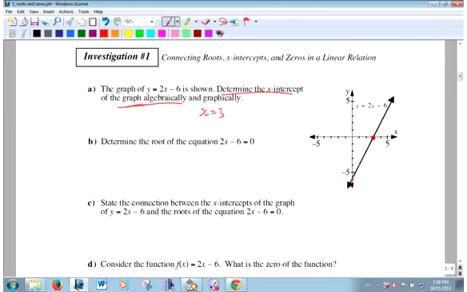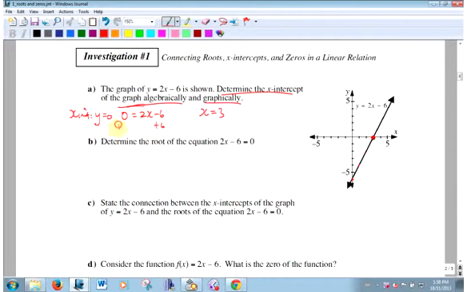What happens at the x-intercept again? What's the value of y? 0. Have we seen that term already? Okay. Graphically, I know at the x-intercept, y is 0. So if I substitute y is 0, okay, at the x-intercept, y is 0. Substitute it in. So 0 is 2x minus 6.